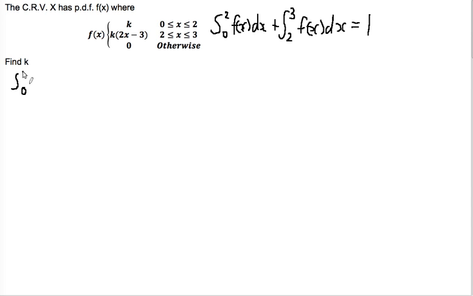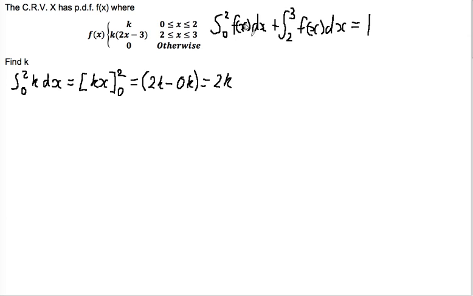I'm going to integrate between 0 and 2 of k dx. Remember k is a constant, so that would just integrate to kx between 0 and 2. Substituting 2 in, I get 2k minus 0k, which gives me a value for that integral of 2k. I'm then going to do the same for the other range.